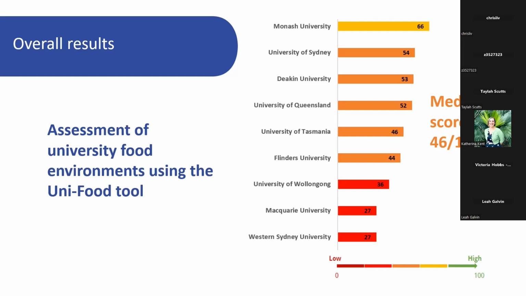We found that universities were taking positive steps towards addressing food-related environmental impacts. However, they lacked comprehensive policies and practices to promote the availability and affordability of healthy and sustainable foods.